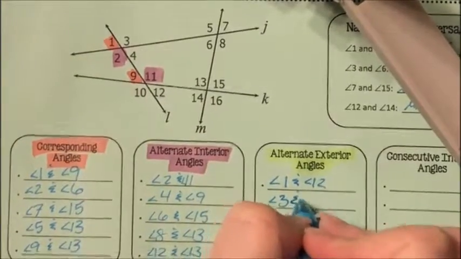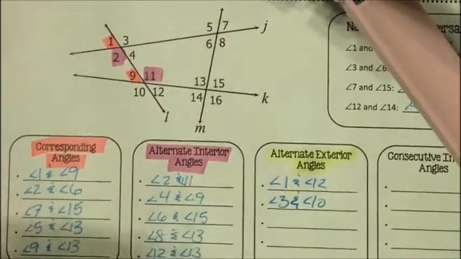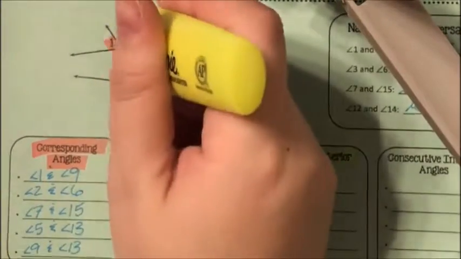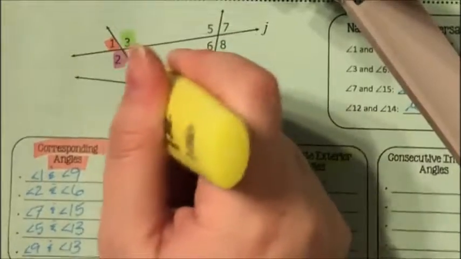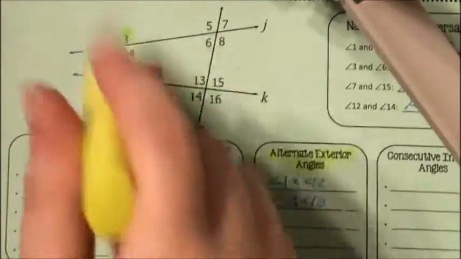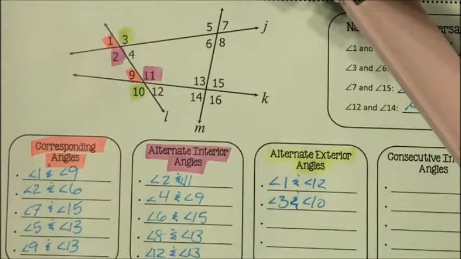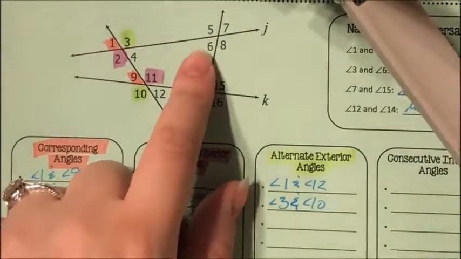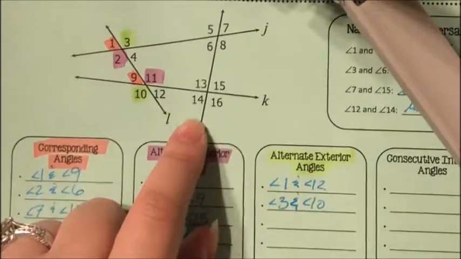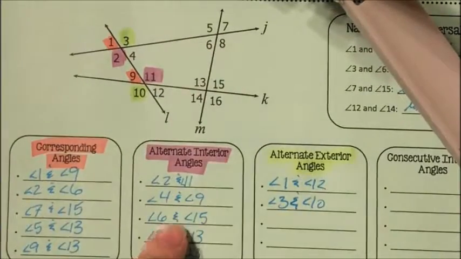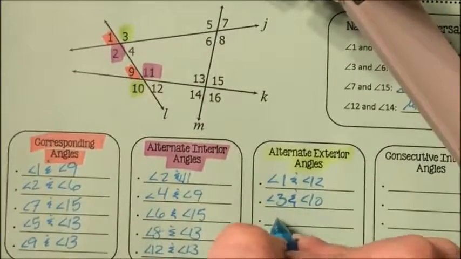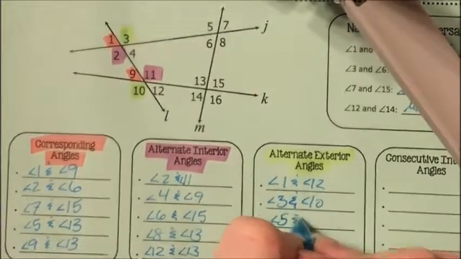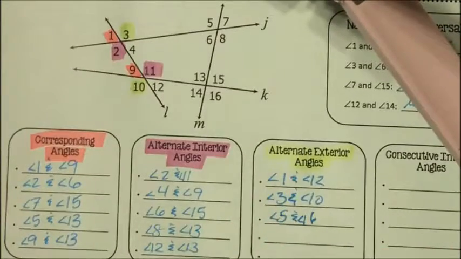3, and angle 10. So again, you can kind of see that are alternate exterior angles, okay? If M's my transversal, it would be 5 and 16 and 14 and 7. So I'm gonna write one of those down. 16, okay?